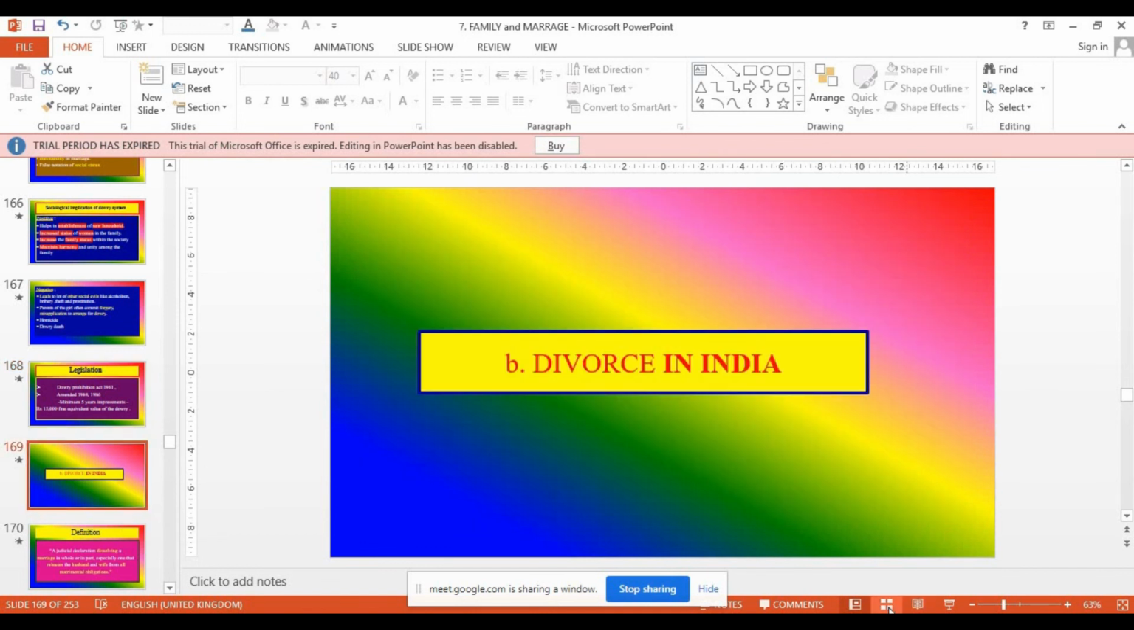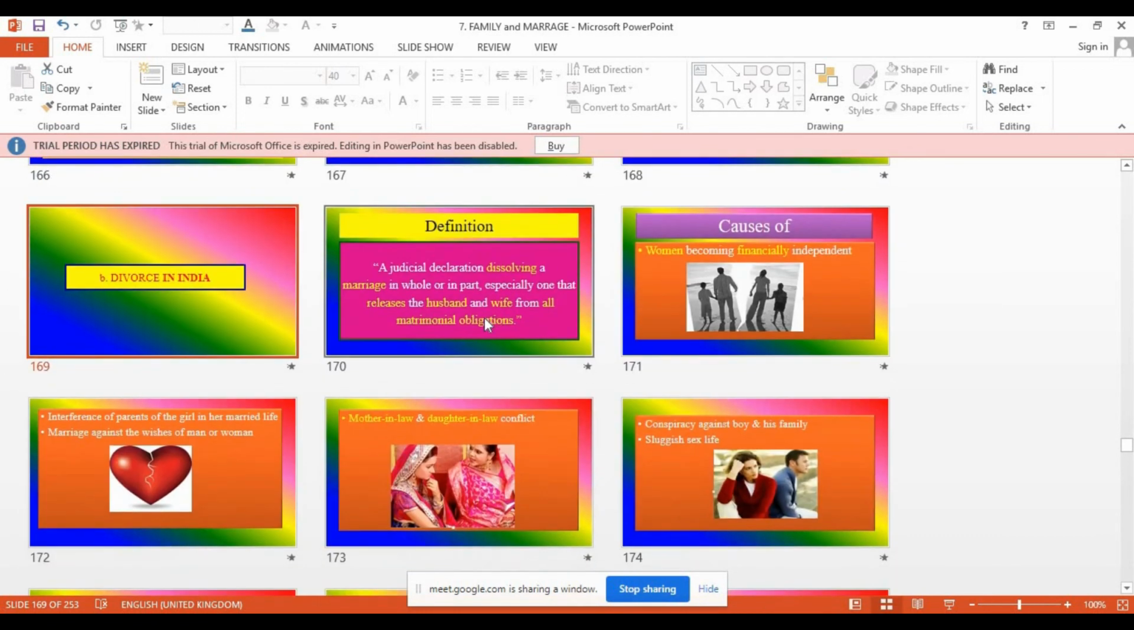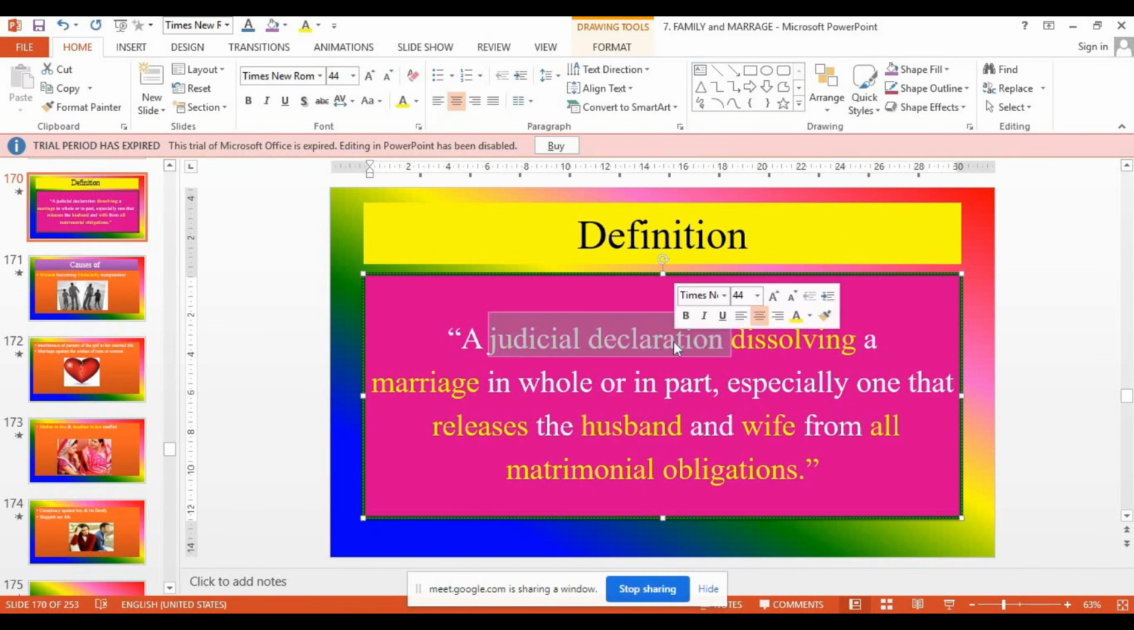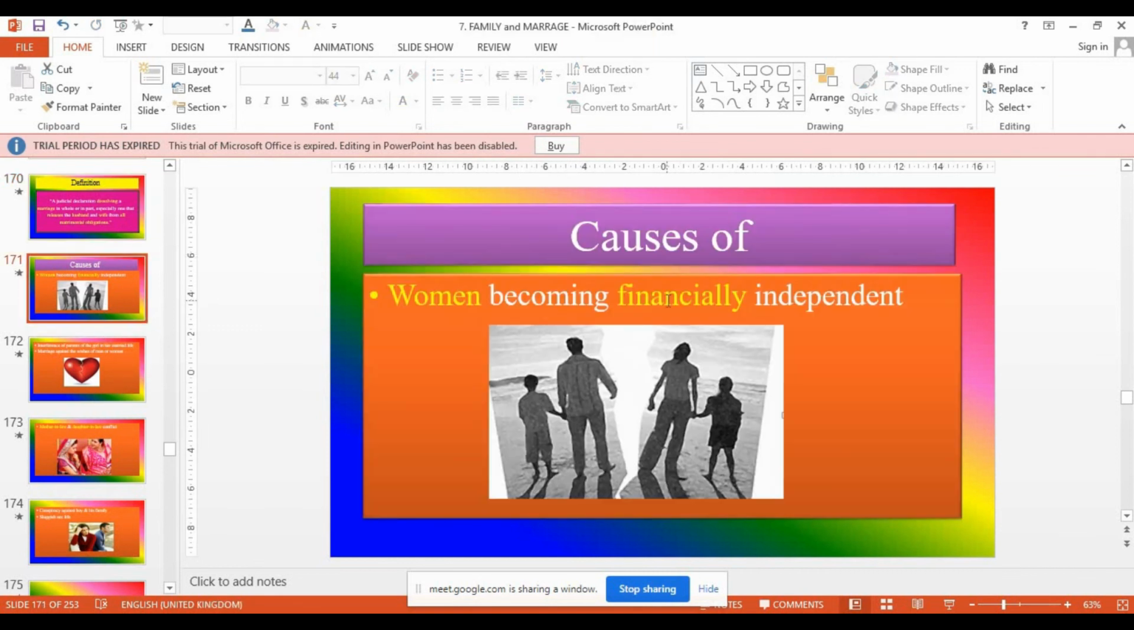Then divorce in India. Define divorce. Declaration dissolving marriage, especially one that releases the husband and wife from all matrimonial obligations. Obligation means responsibilities. Judicial declaration means legally separated. Causes: woman becoming financially independent.